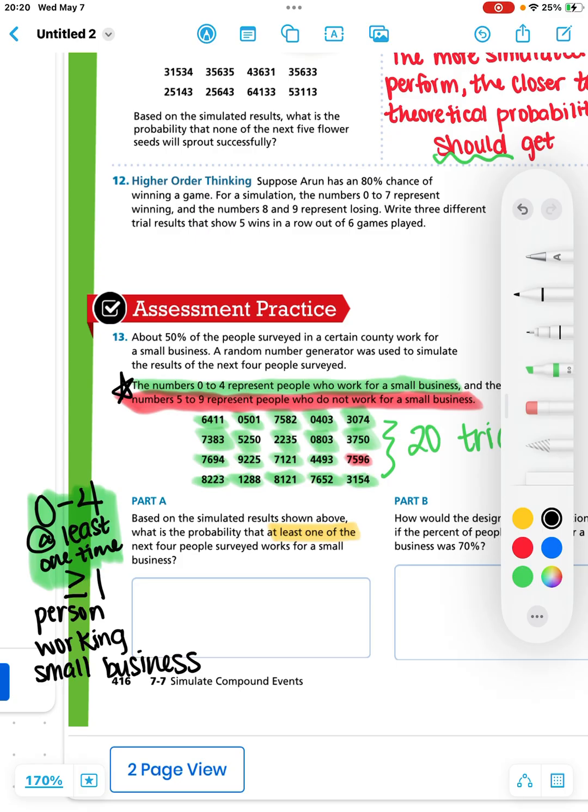Holy cow, we have 19 out of 20, that's our probability, who work for a small business. If we were to turn this into a percentage, this is 95% of the people surveyed. Wow, that's a lot of people working for small business.